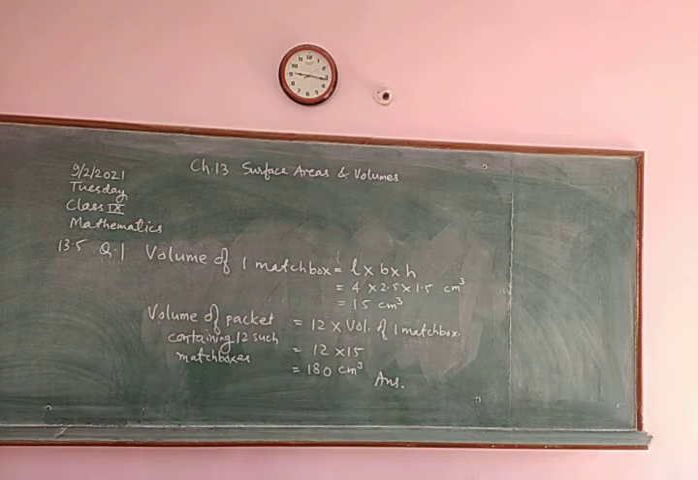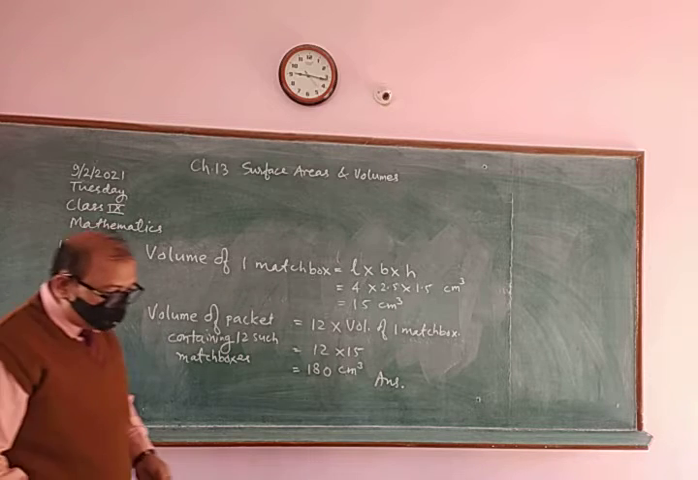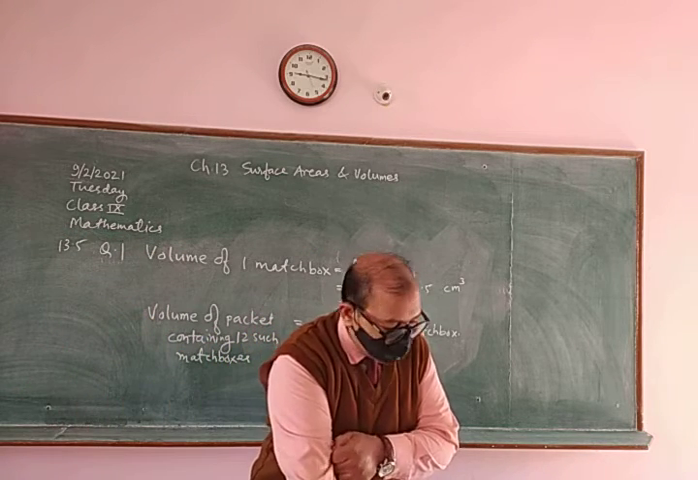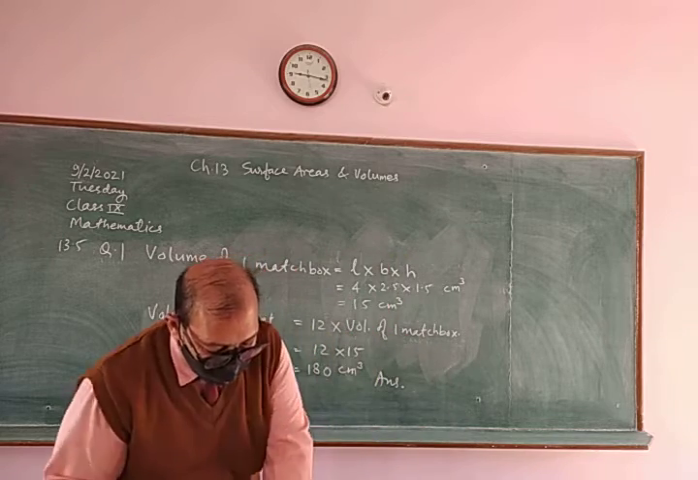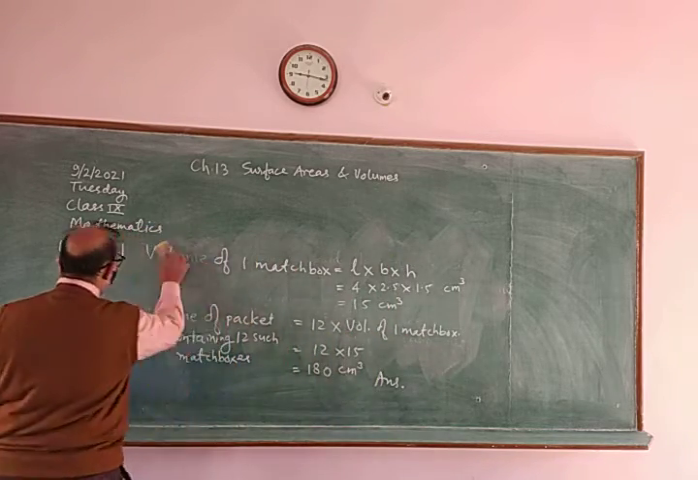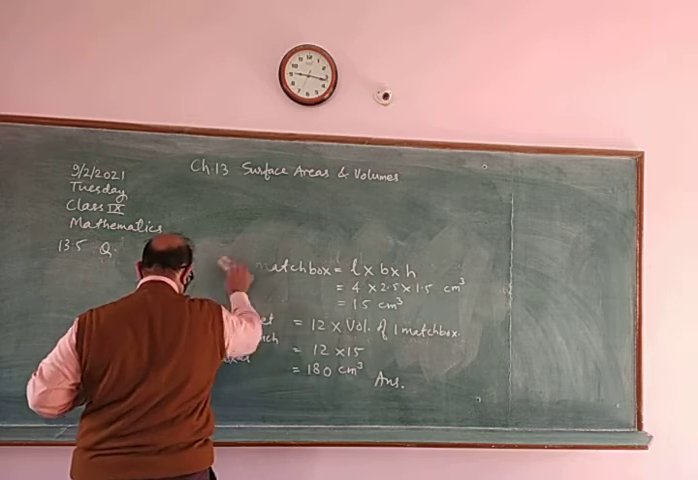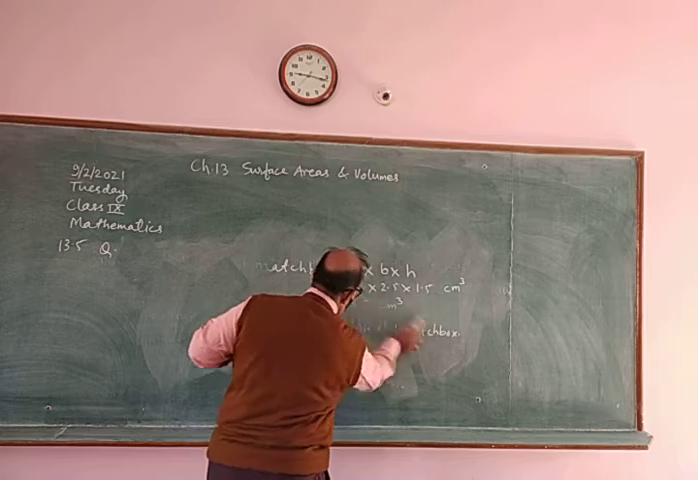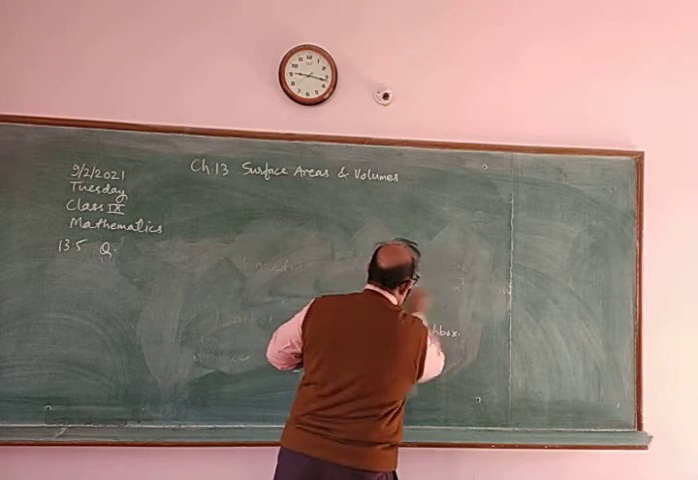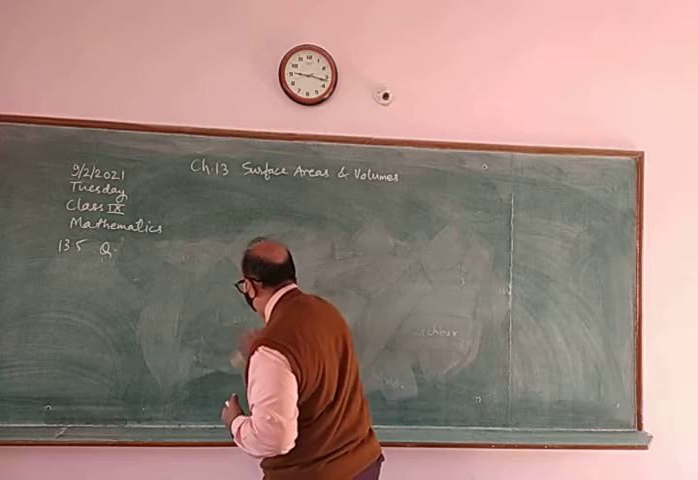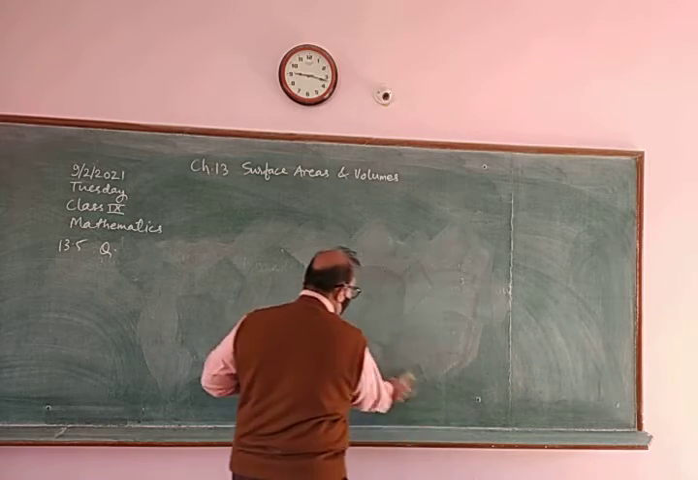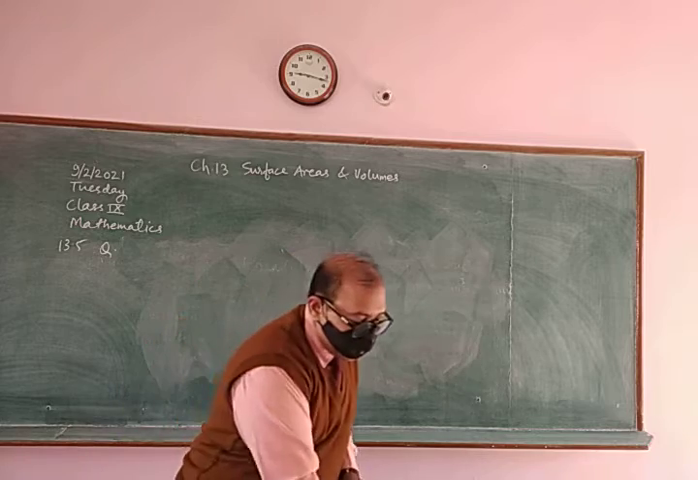Liters of water means we have to find the capacity. That is the volume. When you find the volume, it will be in cubic meter. Now we have to convert it into liter. And we know that 1 cubic meter is equal to 1000 liters. So question number 2: first we find the volume of the cuboidal tank.